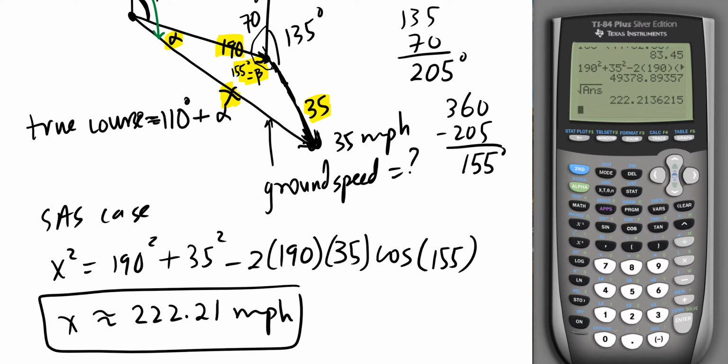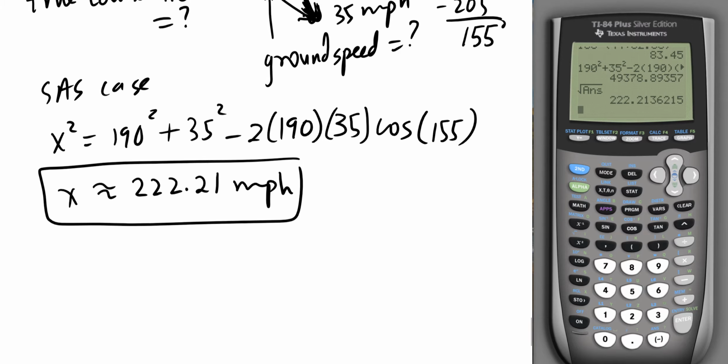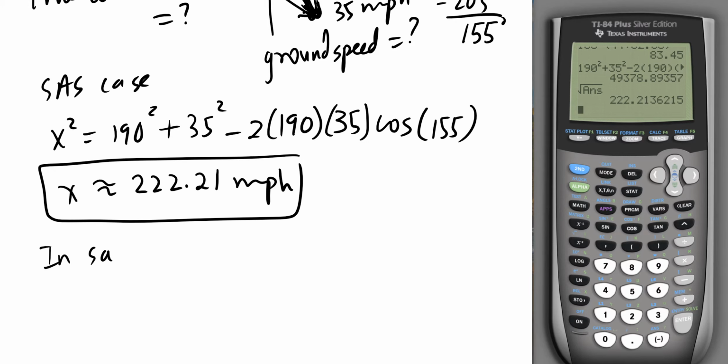That's the ground speed. After we found this, remember I need to find the true course. So what is the true course? I need to find alpha. How do I find alpha? Remember, I used law of cosines. Try not to use it again. In the same triangle, we can use law of sines.